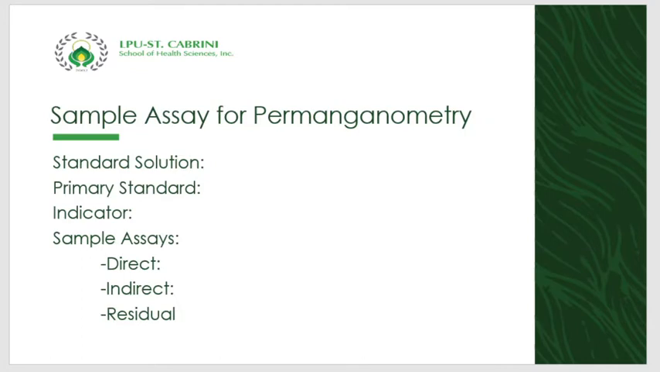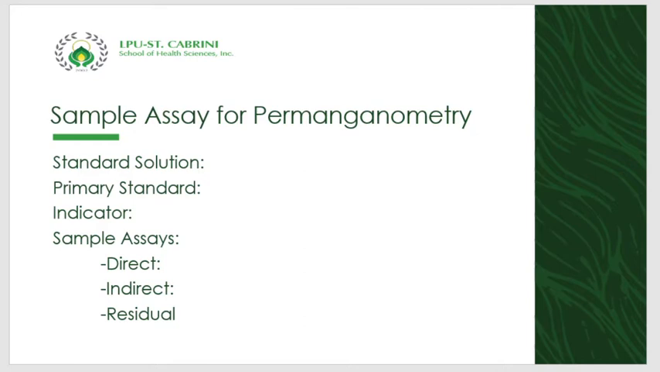So, in a laboratory, sample assay for permanganometry, the standard solution is, syempre, your potassium permanganate. Next po, your primary standard will be your oxalic acid or your sodium oxalate. Syempre, ang indicator nyo dito is wala, kasi nga po, ang inyong potassium permanganate is a self-indicating reagent.